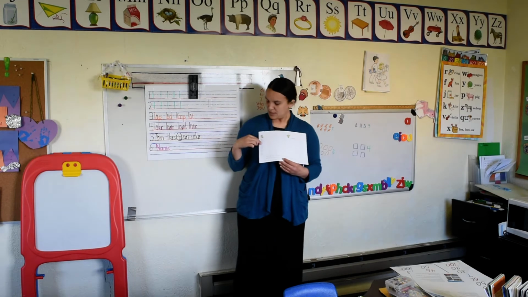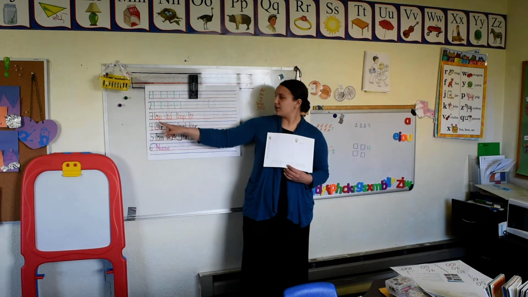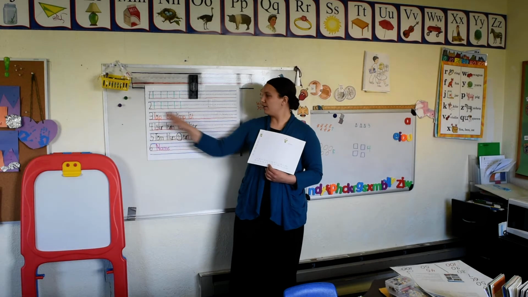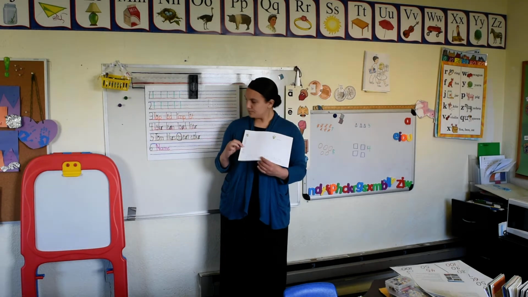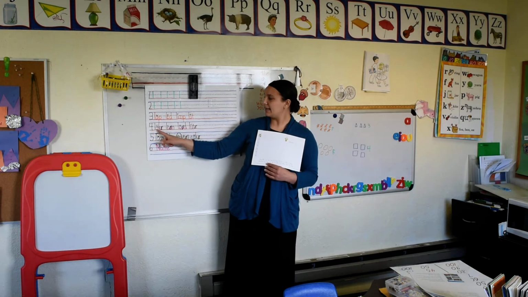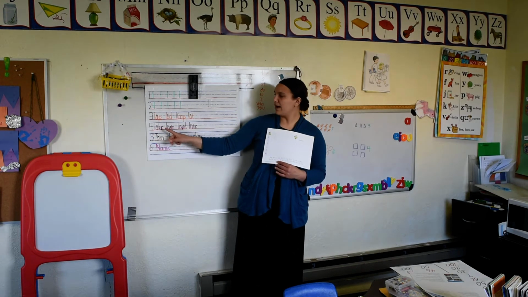Row 3, you're going to write and mark your vowels. You're going to write lap, lead, lip, and lot. Mark your vowels. Row 4, it's going to be kind of hard to read probably, but you're going to write lake, L-A-K-E. Mark your vowels.